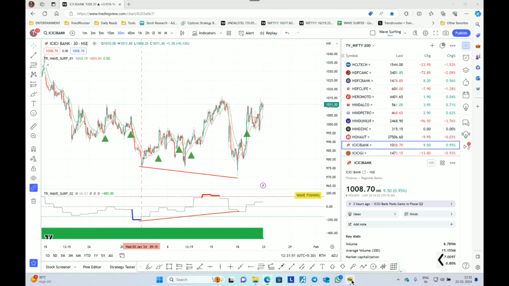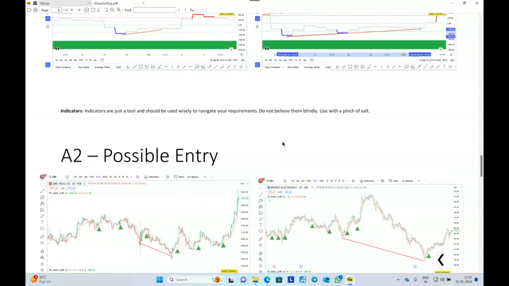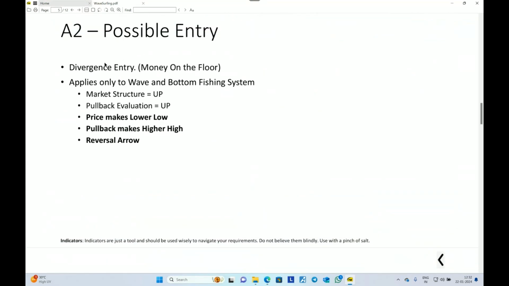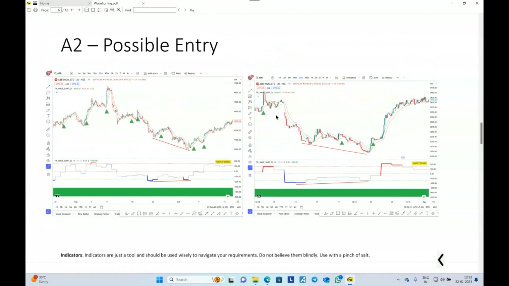So again, let me summarize. The A2 possible entry is known as a divergence entry, also called money on the floor. It applies only to wave and bottom fishing systems. Market structure is up. Pullback evaluation is up. Price makes a lower low, and the pullback makes a higher low, and a reversal arrow. So with this example, you can clearly see all these components and how the setup works.